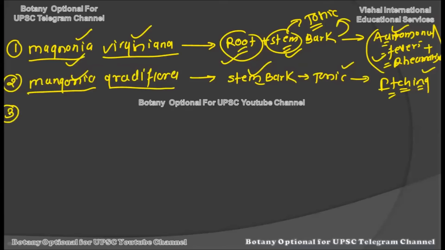Now, the third plant we have on the list for this particular Magnoliaceae family is Magnolia acuminata. Okay, what is the name of the plant? It's called Magnolia acuminata.